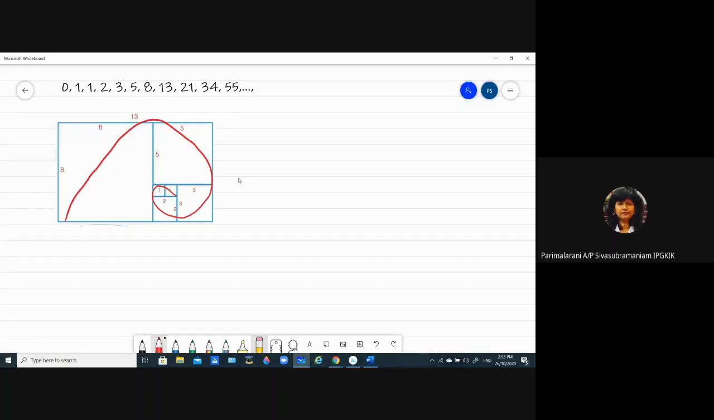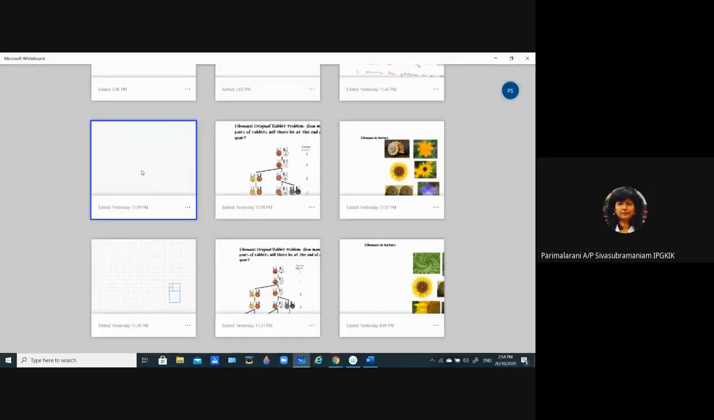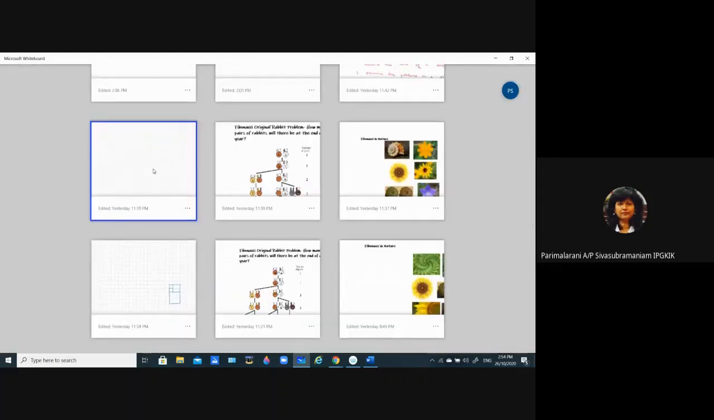Okay, let me draw again. Okay, this is called the Fibonacci spiral, or it's known as the golden spiral. So this is how we can represent Fibonacci numbers, either by writing a number sequence or by using squares like this. Let me see how we can draw using squares.